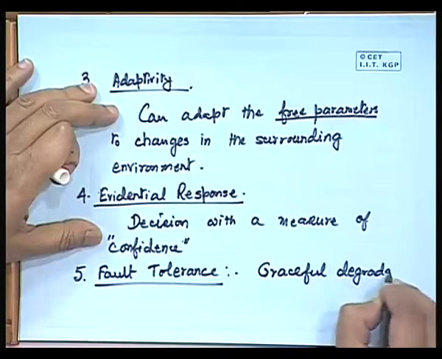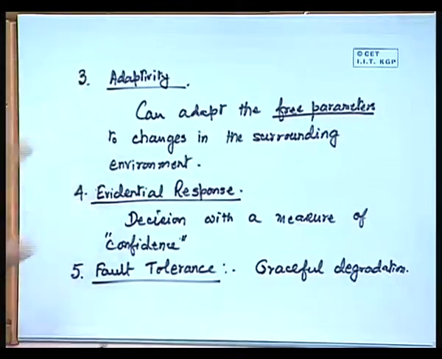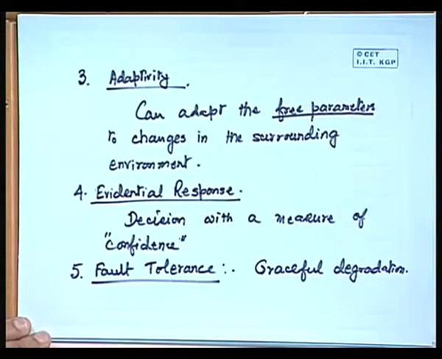Graceful degradation, in the sense that it all depends on how much fault has taken place. If the fault is too many, then the degree of degradation is large, whereas if the fault is not much, then the degree of degradation is small. So, it is called graceful degradation, and in that sense the biological neural network system is highly fault tolerant, and it is possible to incorporate this fault tolerance mechanism even in artificial neural networks also.